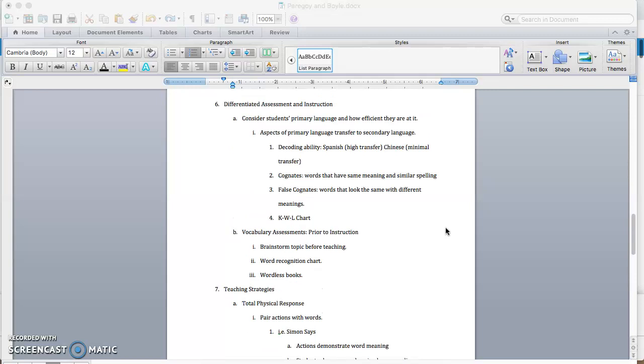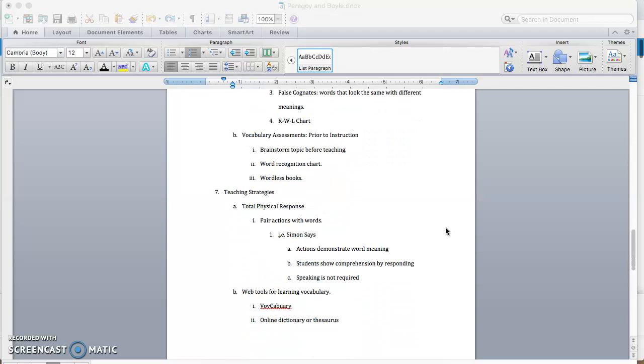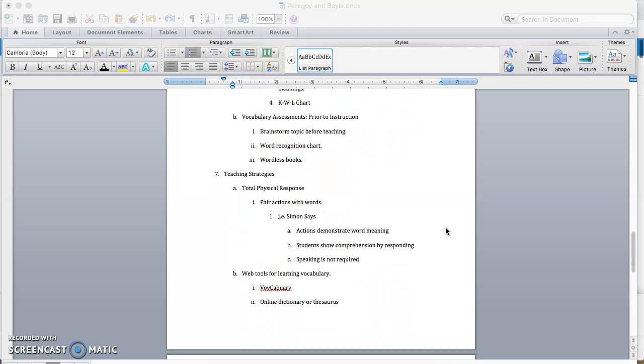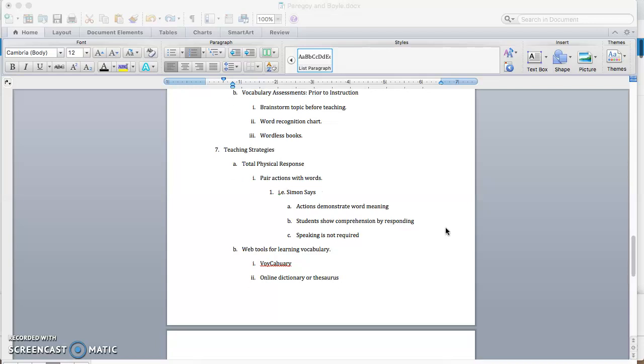And as far as assessments, the KWL charts are really good in getting a grasp on what the students know, what they wish to know, and what they have learned from a lesson. And for vocabulary assessments, we have the prior to instruction, brainstorming topics before teaching, word recognition charts, and wordless books. These are all very good tools to help get a grasp of what the students' background knowledge is, and how we should approach them with new vocabulary.